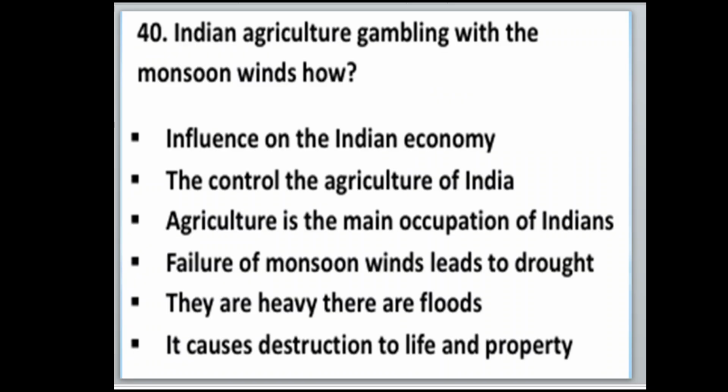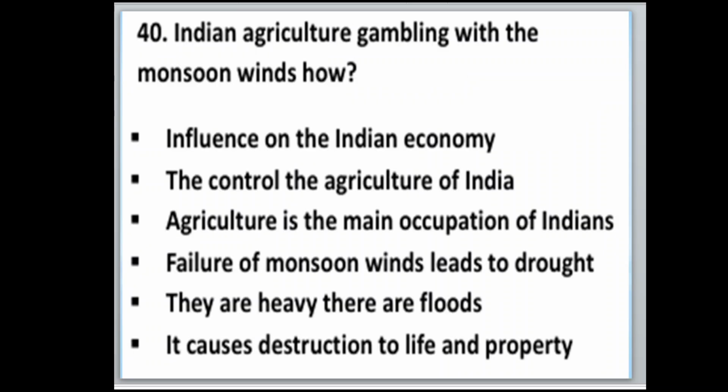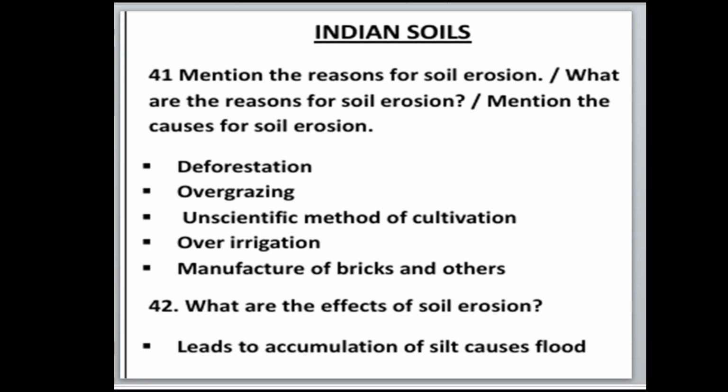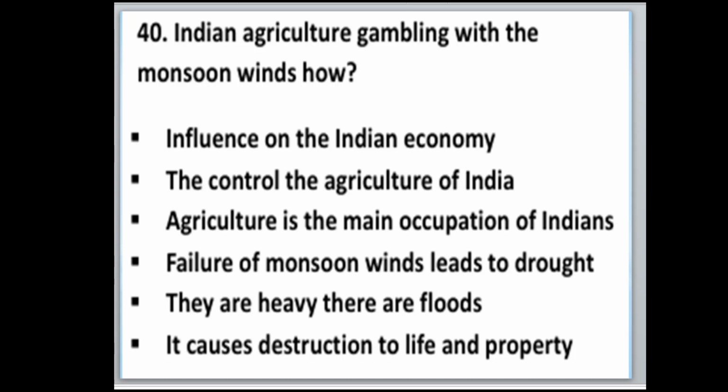Along with that, the next one: Indian agriculture is a gamble with the monsoon winds. How? Influence on the Indian economy. What influence are the monsoon winds going to have on the Indian economy? They control the agriculture of India.